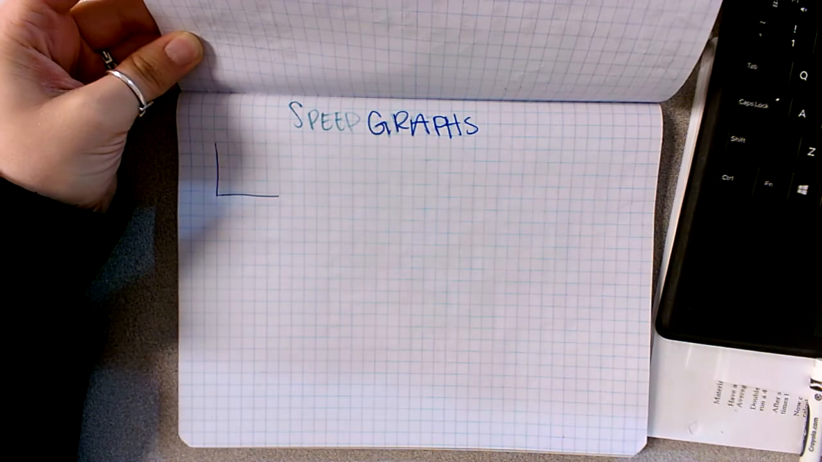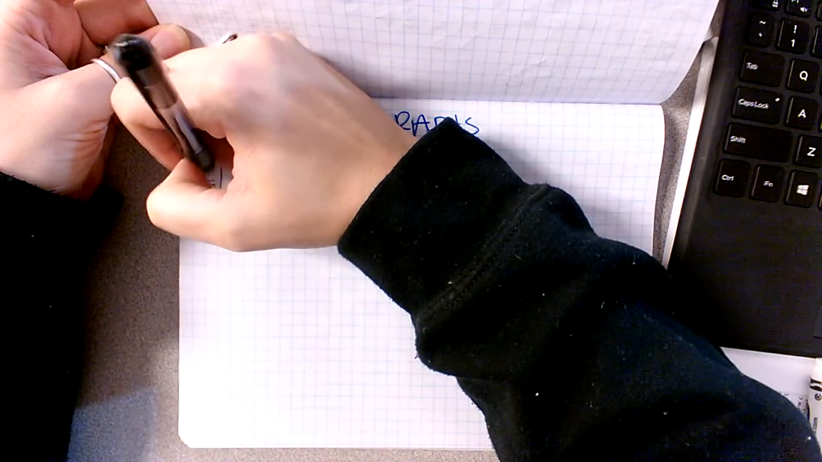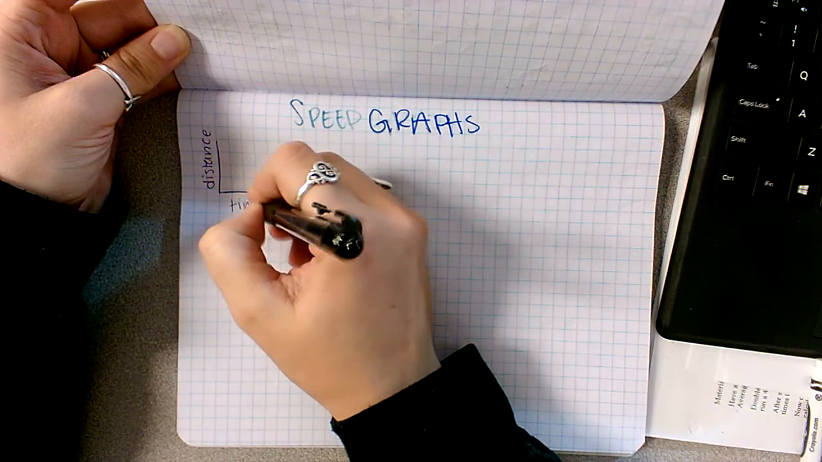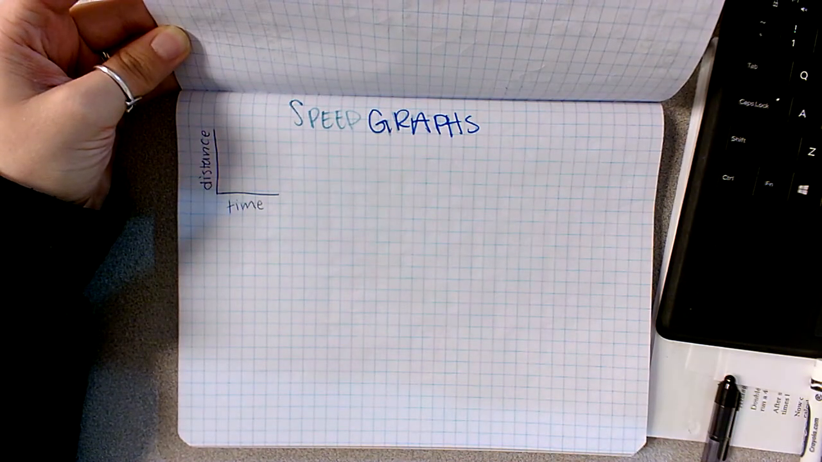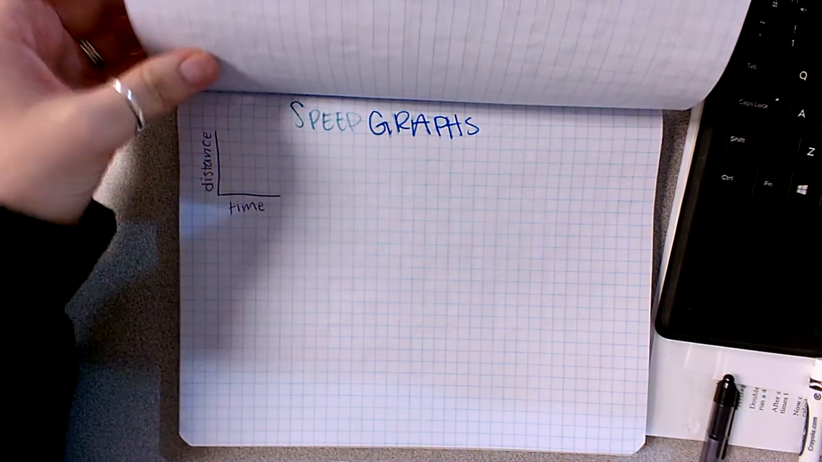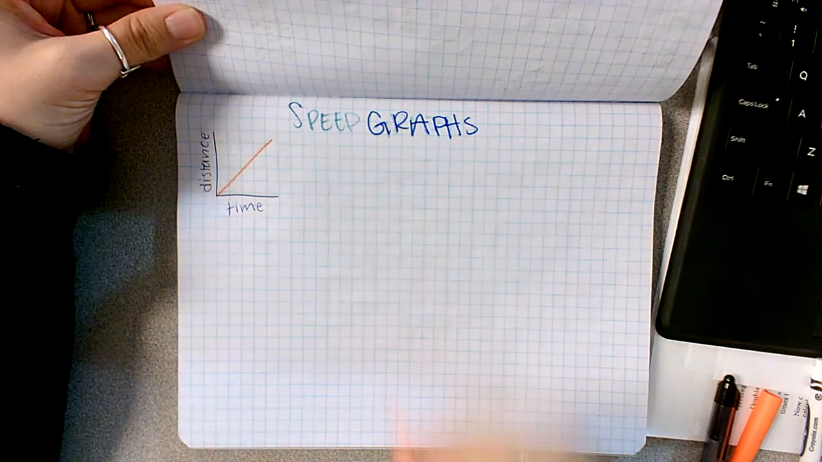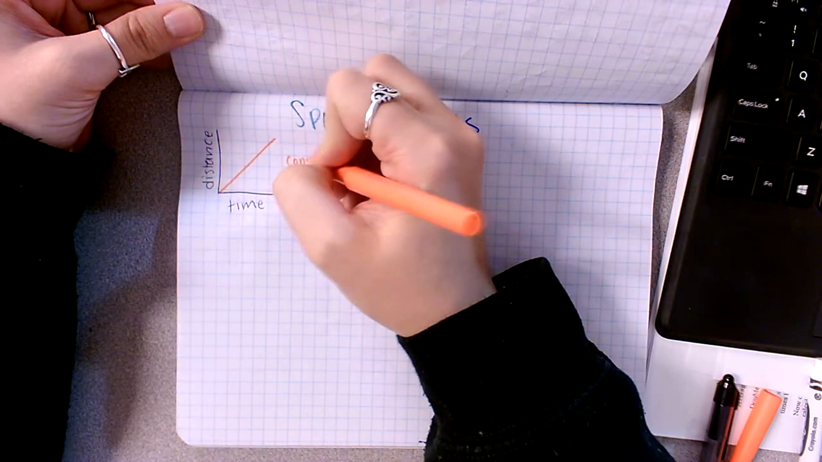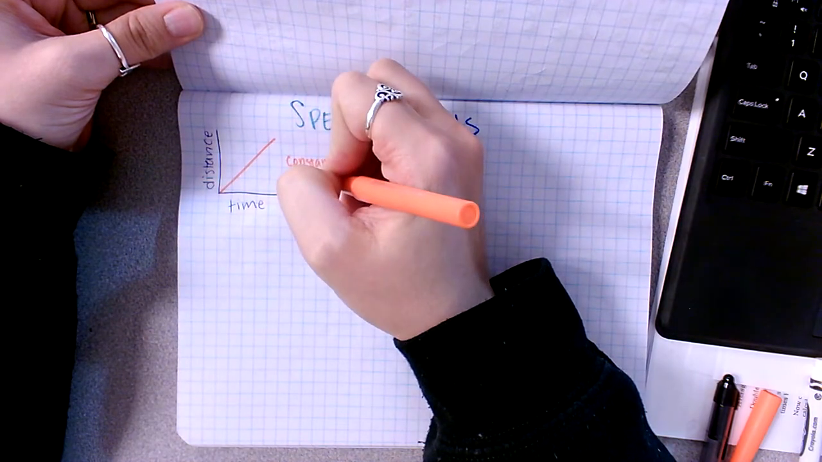versus time graphs, because if you're looking at speed, it's always going to be distance versus time. So I'm going to say distance versus time. Okay? Now, if I wanted to look at constant speed, what I would do is I would draw here and see how it's a straight line. It doesn't curve, it doesn't bend, it's a straight line. So this for speed is constant speed. Okay?